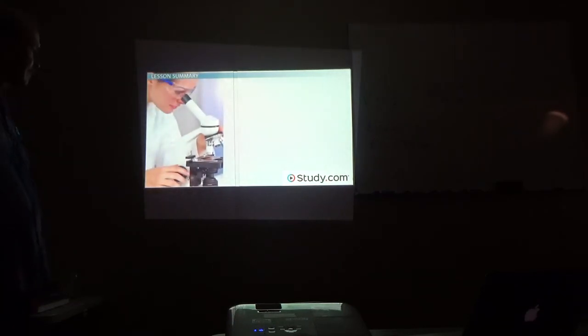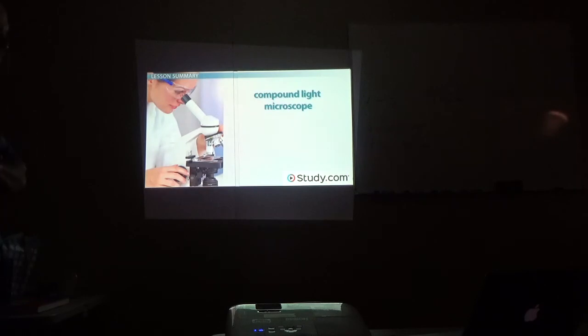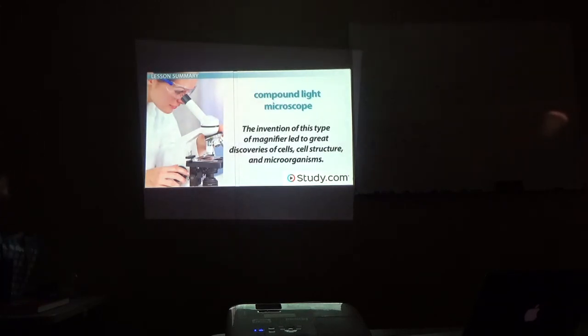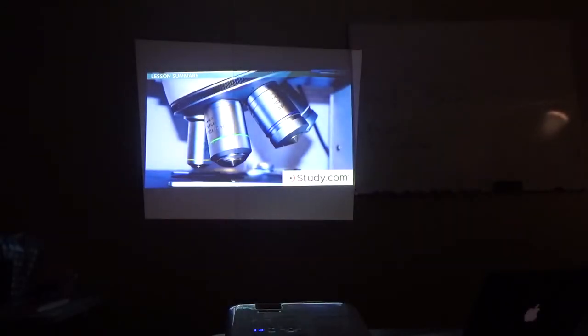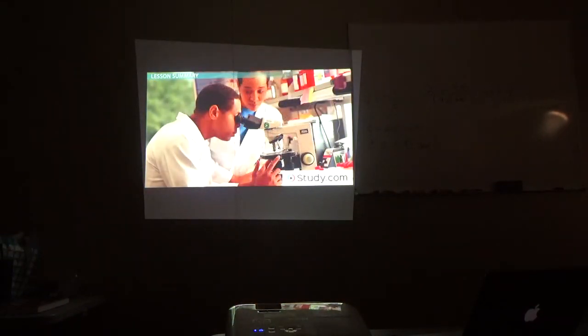Named for its pair of lenses and its useful light source, the compound light microscope was first used in the 17th century. The invention of this type of magnifier led to great discoveries of cells, cell structure, and microorganisms. This type of microscope magnifies images through 2 lenses to make the specimen or image on the slide appear larger than it is. There are several different magnification settings that a microscope may have, but the total magnification of the image is always the magnification of both the eyepiece and the objective lens being used.